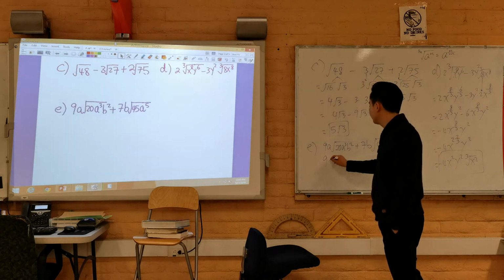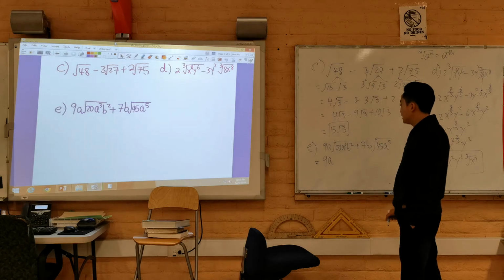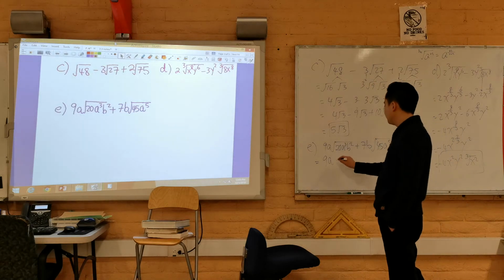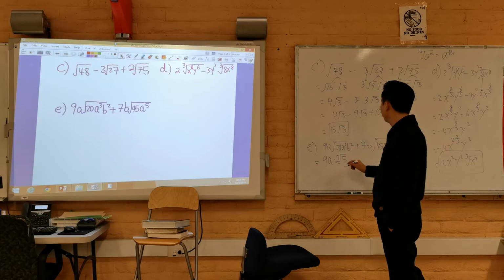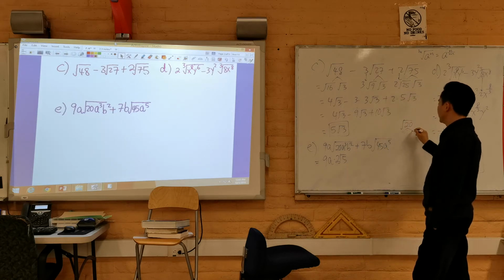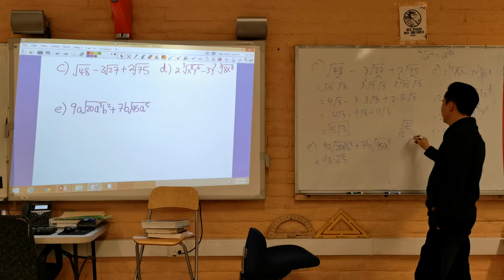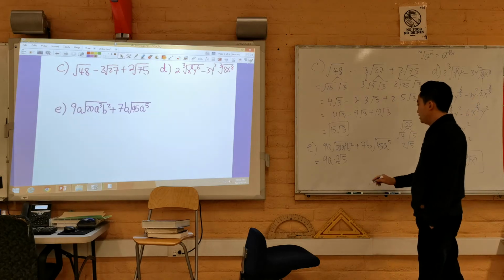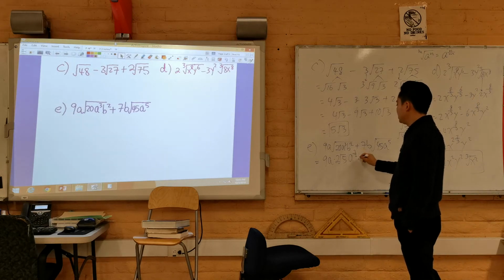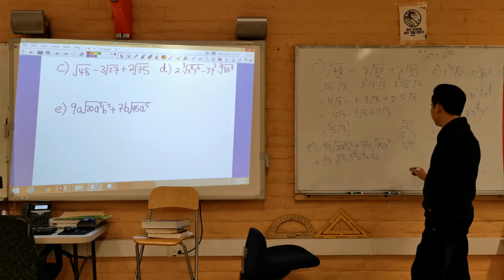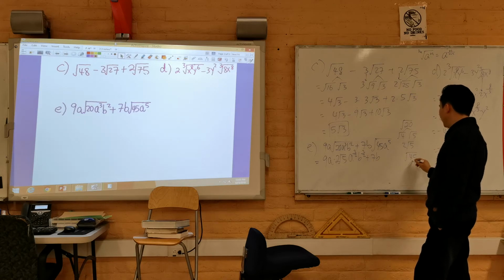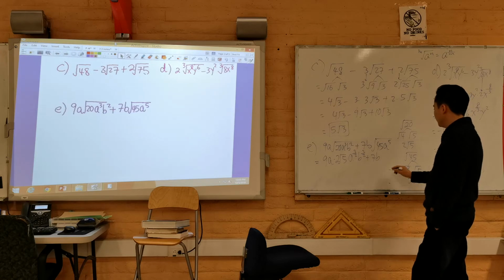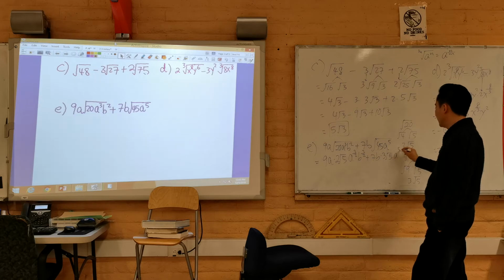So we got 9a. Square root of 20 is considered 4 and 5, so it's 2 root 5. Again, square root of 20 is root 4 times root 5, which is 2 root 5. And then a to the power of 3 half, b to the power of 2 over 2. So the second term we got 7b, root 45. That consists of 9 and 5, so we got 3 root 5. So 7b times 3 root 5, and then a to the power of 5 half.